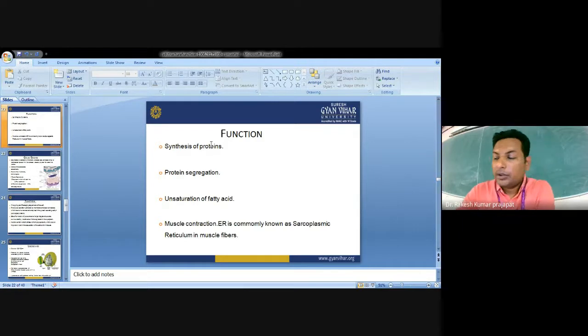Desaturation of fatty acid is also done by the endoplasmic reticulum. Muscle contractions: endoplasmic reticulum is commonly known as sarcoplasmic reticulum in muscle fiber because it plays a critical role in muscle contractions.